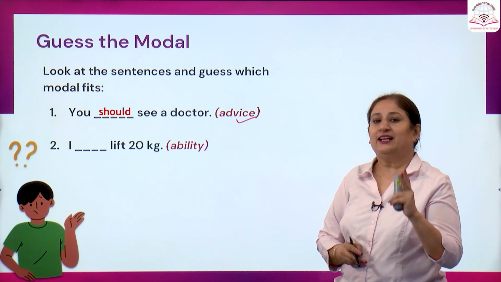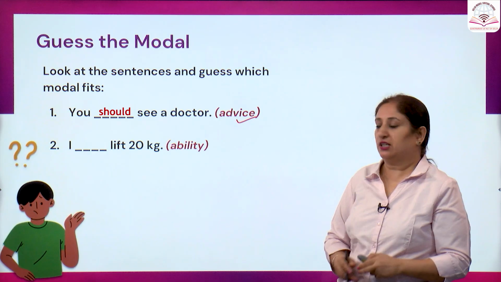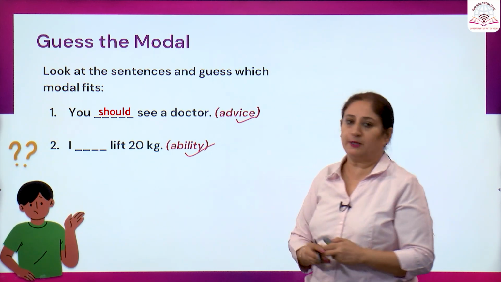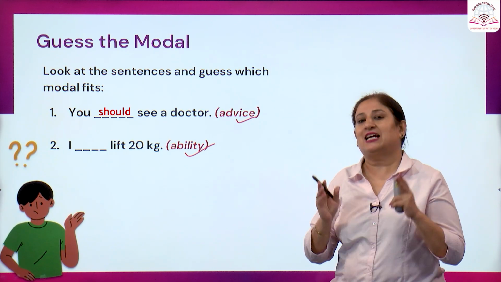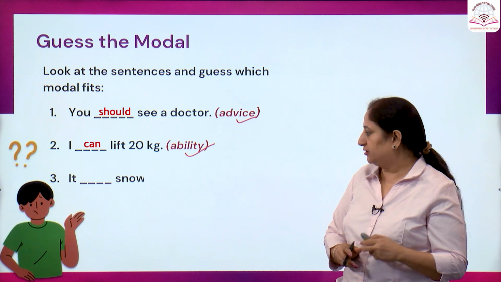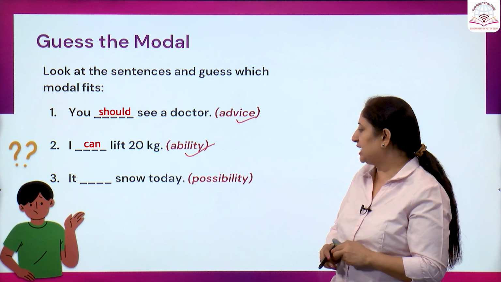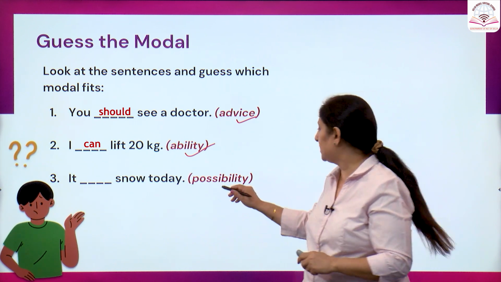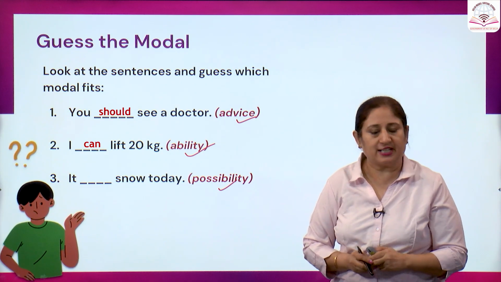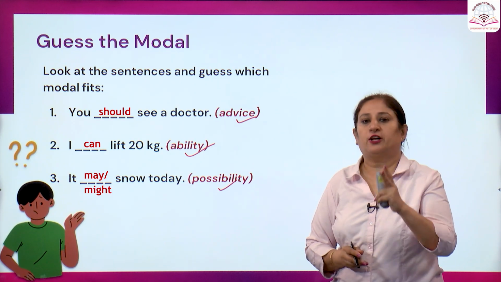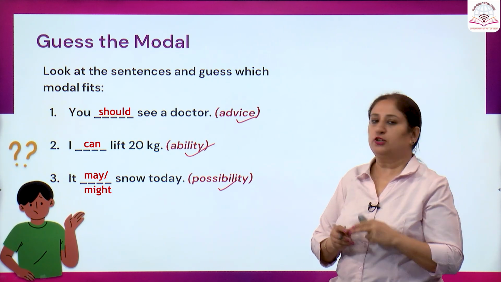Second, I dash lift 20 kg. Here the type is ability. The correct answer is I can. The third sentence, it dash snow today. The type is possibility. So the correct answer is it may or it might snow today.